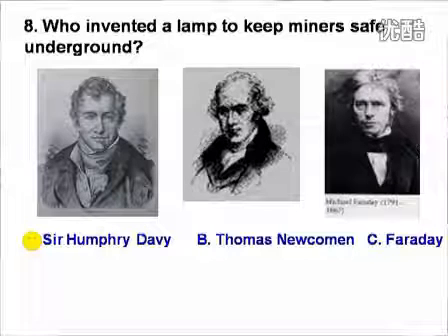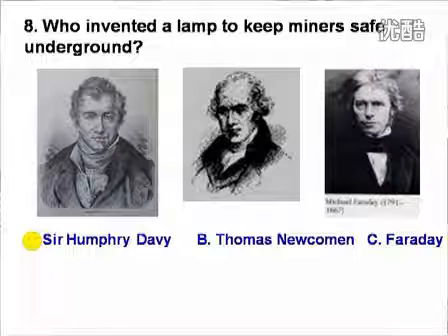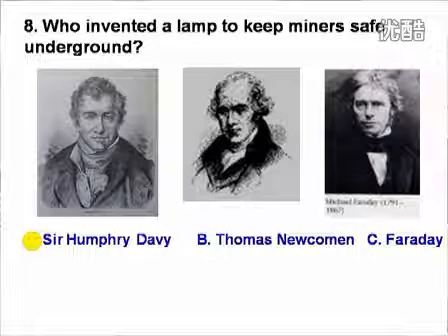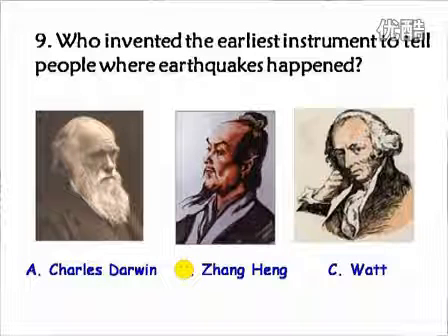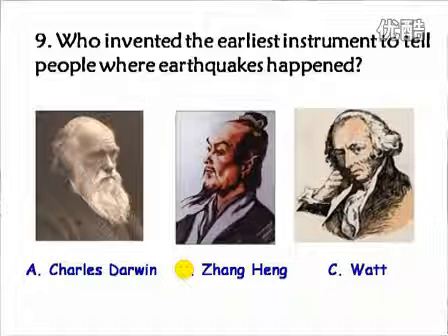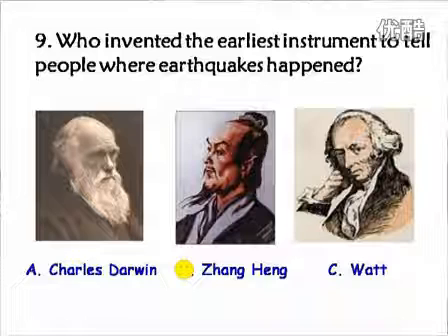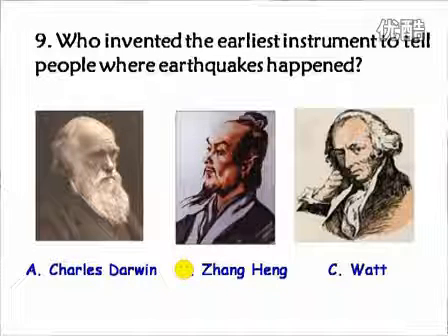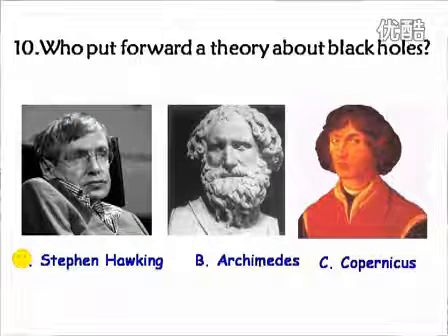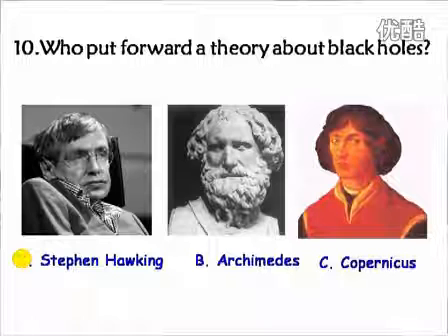Okay. Davy. 这种元素的发明者，OK。Now next, who invented an instrument to tell people where earthquakes happened? Okay, now first Charles Darwin, 达尔文。Now B, 张衡。C, Watt, 瓦特。OK, of course 谁最早发明了可以判定地震在哪里发生的仪器？Of course, now Chinese 张衡, okay. Now number 10, who put forward a theory about black holes? 谁提出了黑洞理论？Okay. Now maybe Stephen Hawking, okay, is a famous scientist.